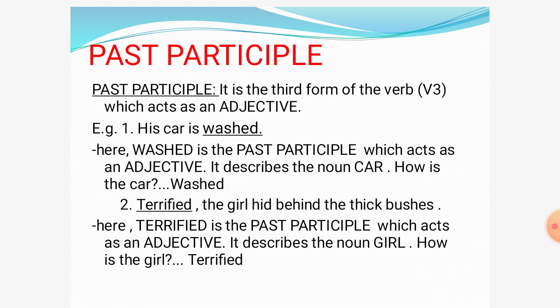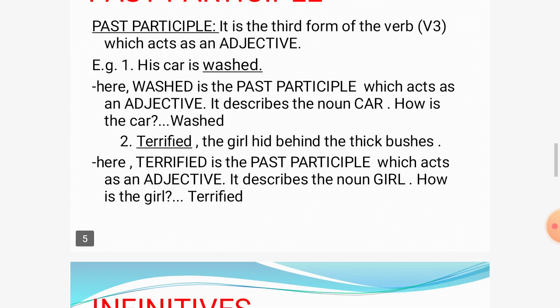Look at the second example now. Terrified, the girl hid behind the thick bushes. Here, terrified is the past participle which acts as an adjective. It is describing the noun girl. How is the girl? Terrified. So, terrified is past participle which is acting as an adjective in the sentence.